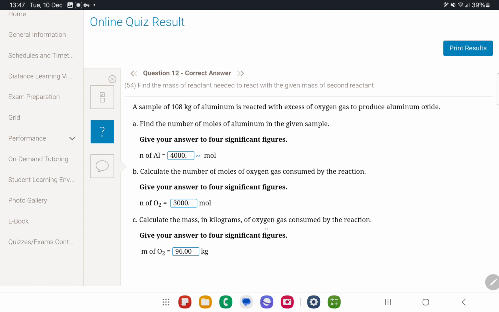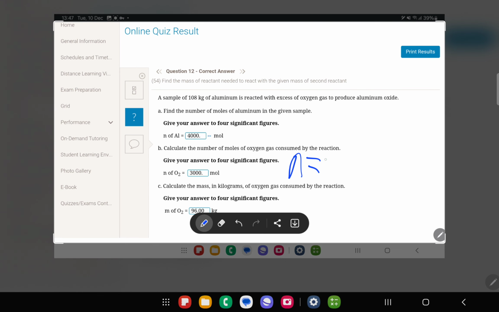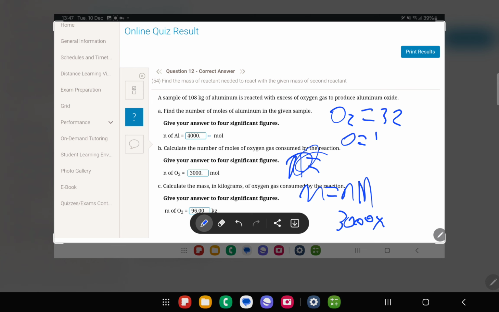The mass in kilograms. Okay, for this one, we can just use m equals moles times molar mass, for oxygen gas. So the number of moles of oxygen gas is 3,000 times the molar mass. We know O2 is 32, since 1 O is 16, we multiply by 2 is 32. So 3,000 times 32 is 96,000.